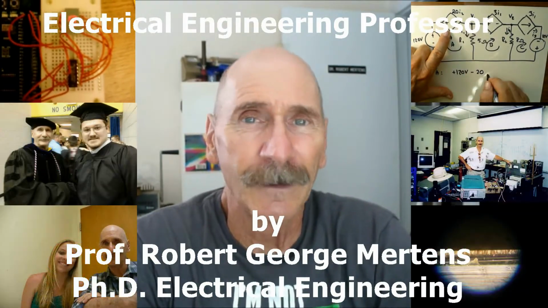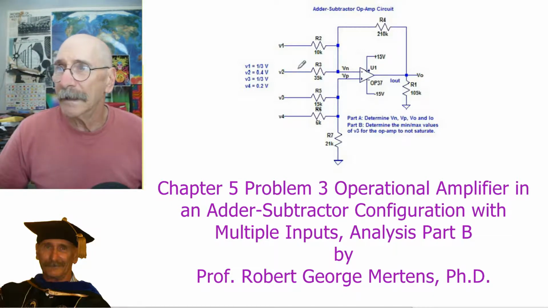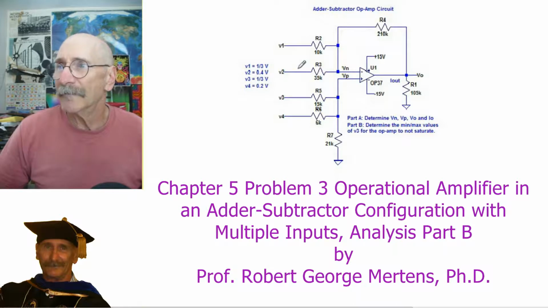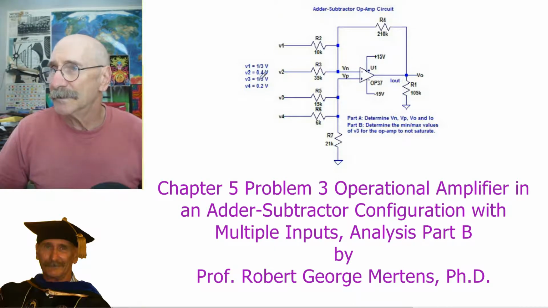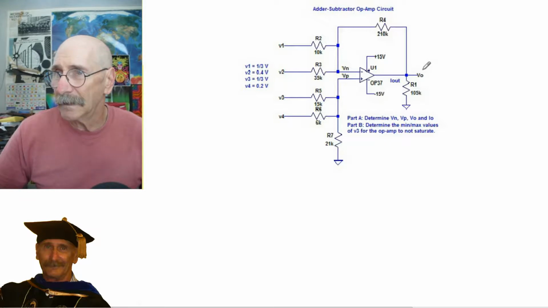In our last video, part A, we determined what VN, VP, Vout, and Iout are. In part B, the question is to determine the minimum and maximum values of V2 in order for the OpAmp to not saturate. In the previous problem we had all these four voltages defined, and this voltage we had to find. We didn't know what that one was.